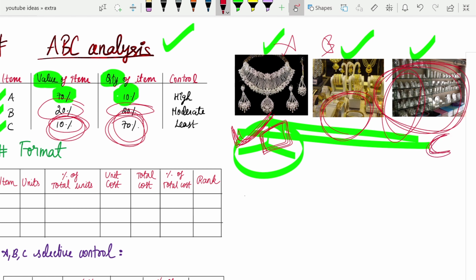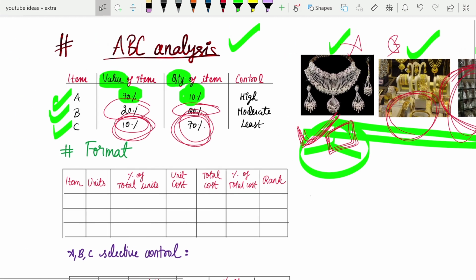So I'll repeat again. There are three items A, B and C. A's value is 70%, but the quantity will only be 10% in comparison. Whereas for C, the quantity will be 70%, but the value will be only 10%. Whereas B is moderate. The value is 20% and the quantity is also 20%.